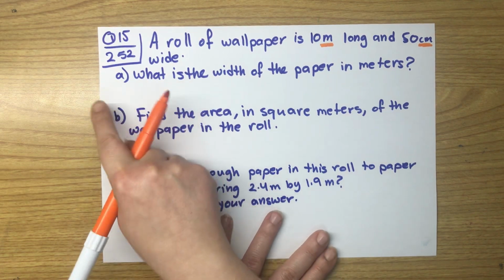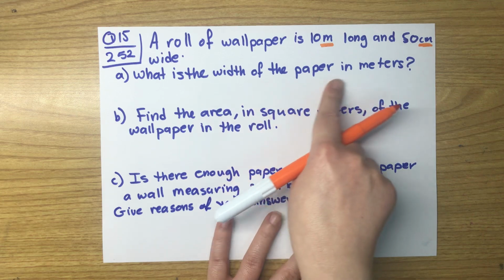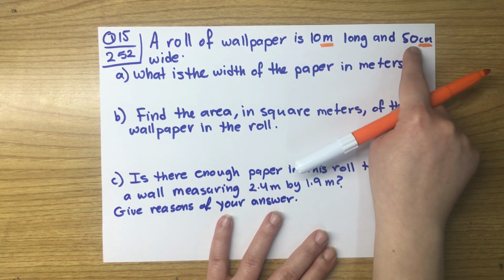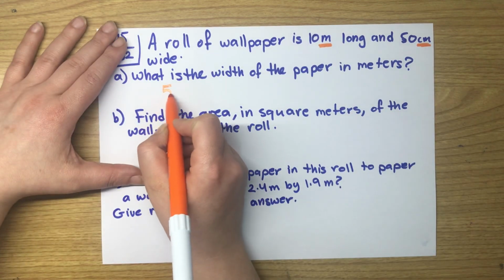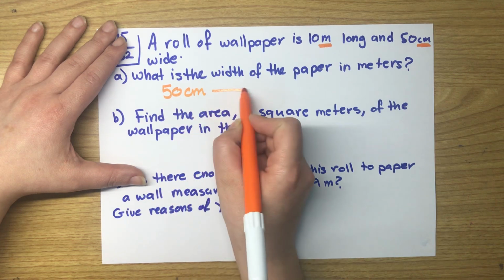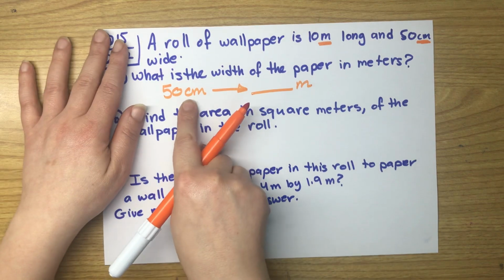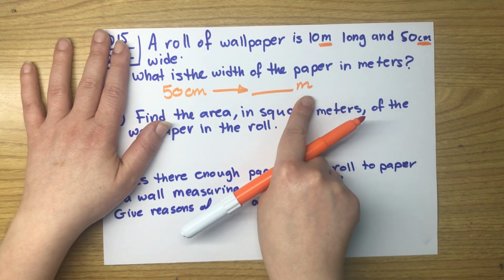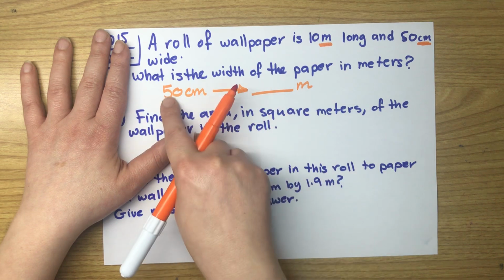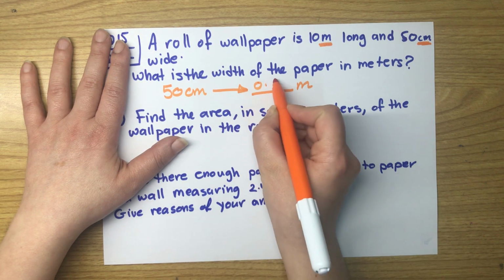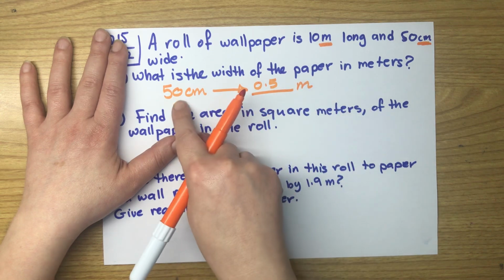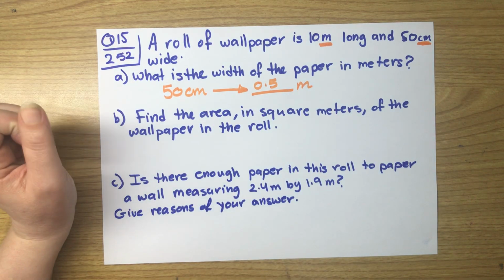So they start in question number A. What is the width of the paper in meters? So this is the width. Okay, guys, it is in centimeters. We have to change it into meters. So 50 centimeters, you have to change it into meters. Do you remember how we used to change our units from centimeter to meter? It is by dividing by 100. So 50 divided by 100 is going to be 0.5. So half a meter is the same as 50 centimeters. Okay?